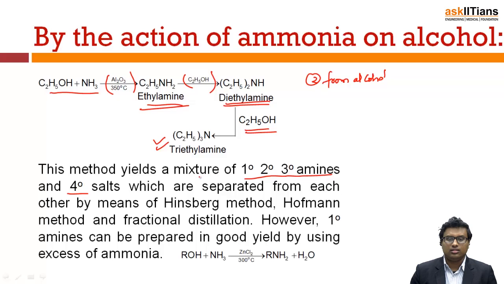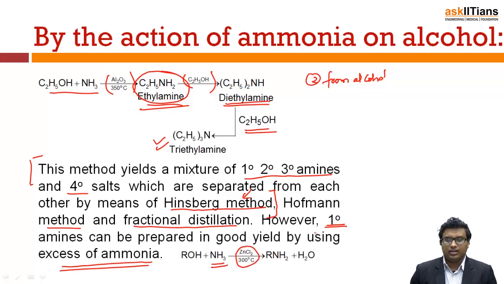And if you are getting these different types of amines, how do you separate them? They can be separated by the Hinsberg method. This is another important point: you can separate 1 degree, 2 degree and 3 degree amines by means of the Hinsberg method, and not only that, you also have Hofmann's method and fractional distillation. Another important point is that 1 degree amines can be prepared in good yield by using excess ammonia. If you just want a 1 degree amine, use excess ammonia in the presence of ZnCl2 at 300 degrees centigrade, and you will get RNH2.